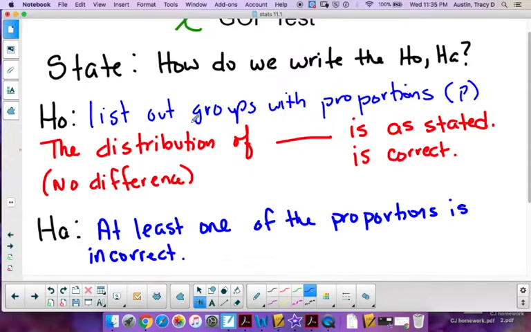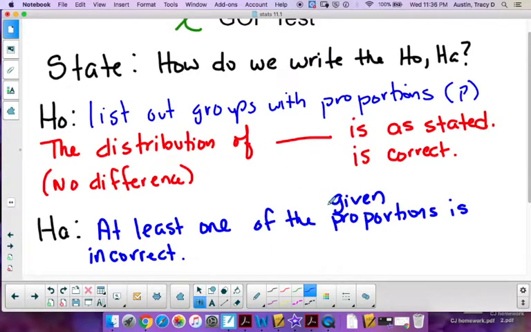Okay? Even if you list out the groups like p of green, p of blue, like you were doing M&Ms, your alternative would still be at least one of the given proportions is incorrect. Okay, you can actually say given on that as well. Okay, but that is how we actually state our null and alternative. You don't have to use a single variable. You don't have to use any kind of notation like mu or p if you don't want to.